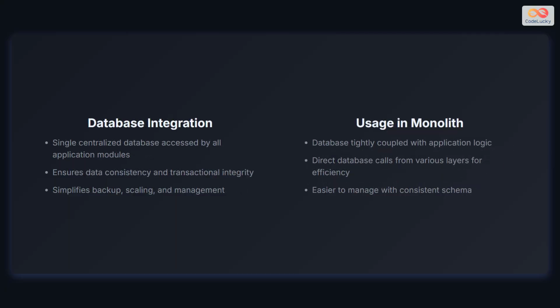In a monolithic system, there is typically a single centralized database accessed by all parts of the application. This centralization ensures data consistency and supports transactional integrity. Database management is simpler because the schema is consistent and backups are straightforward. The application layers are tightly coupled with the database, often making direct calls for efficient data access.